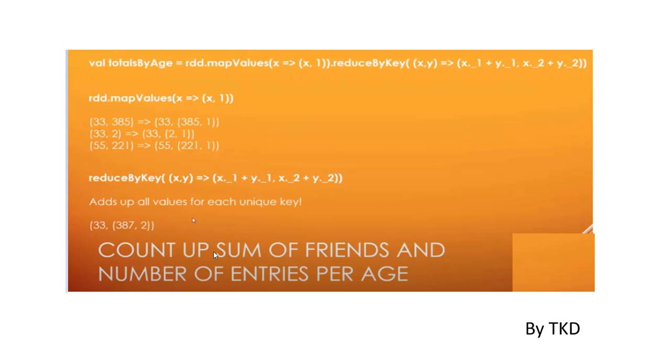So as we keep a running total of the entire dataset, what we end up with is a grand total of how many friends in sum all the 33-year-olds in the dataset have, and how many 33-year-olds are in our social dataset. And of course we are going to do that for every unique key automatically.